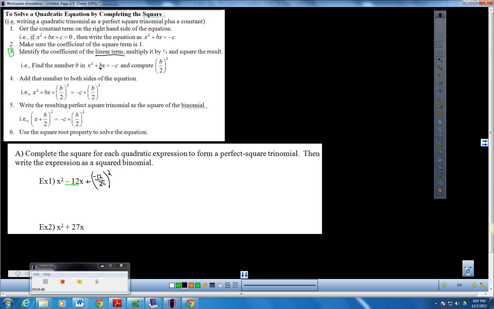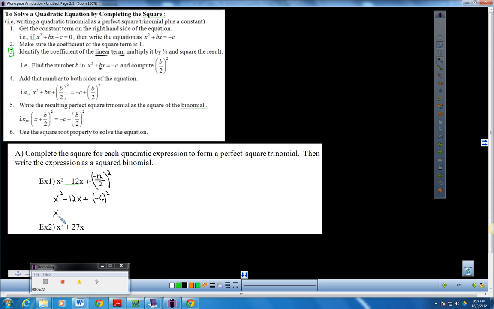Now the fact that this is negative, don't let that bother you. When we square it, it's going to become a positive anyway. When we divide first, negative 12 divided by 2 is negative 6. So x squared minus 12x plus negative 6 squared. And we all know that negative 6 squared is positive 36.